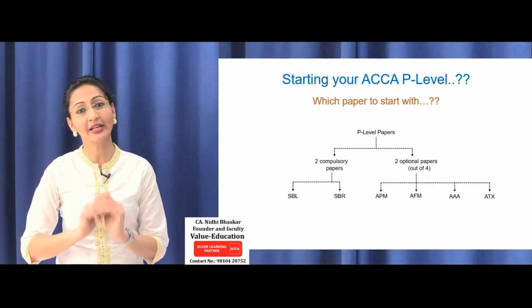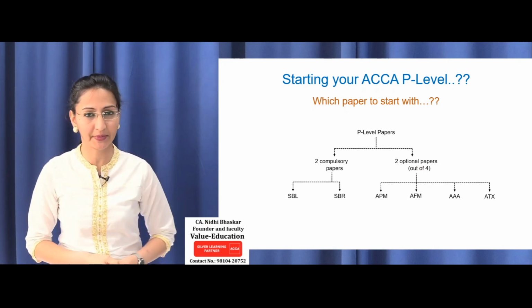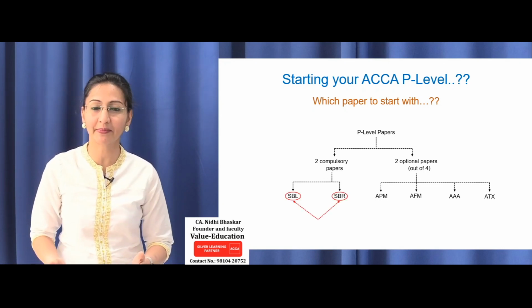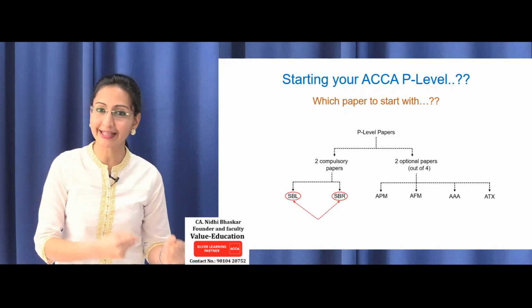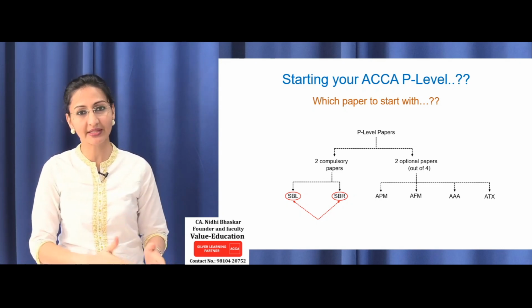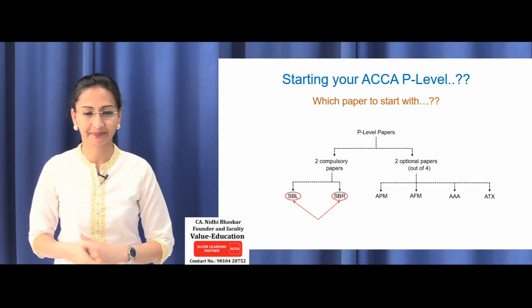You have to clear 4 papers here, 2 optional papers and 2 compulsory papers. Compulsory papers, you have no choice. You have to give these compulsory papers. These papers are SBL and SBR. SBL is Strategic Business Leader and SBR is Strategic Business Reporting.